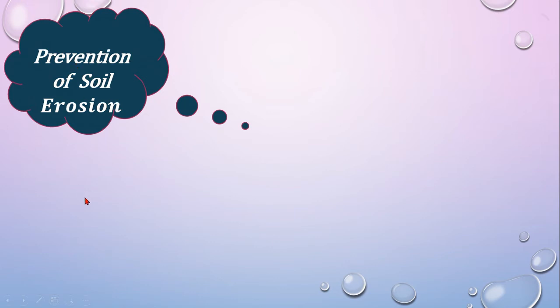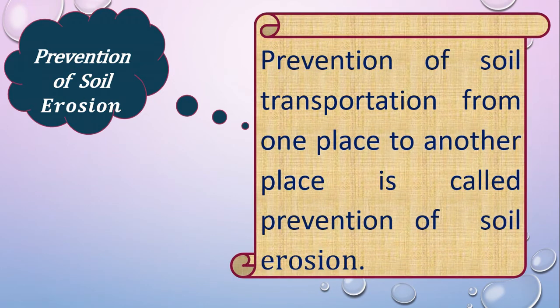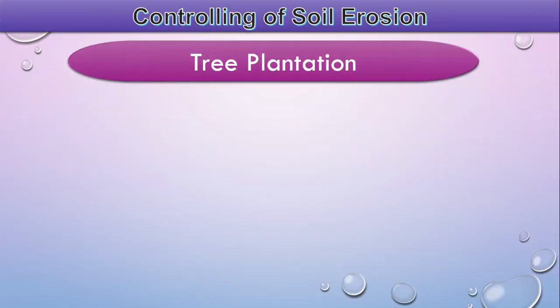Now how do you prevent this soil erosion? There are some preventions we can do. Prevention means stopping soil transportation from one place to another place. That means we have to stop soil from moving or being transported from one place to another place. It is quite impossible to prevent soil erosion 100%, but we can reduce soil erosion with this protection or control. So first one will be tree plantation.